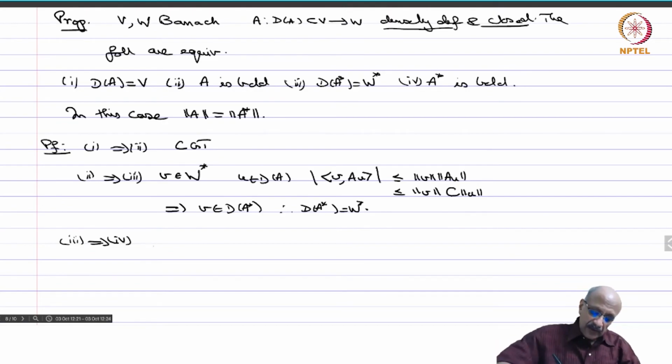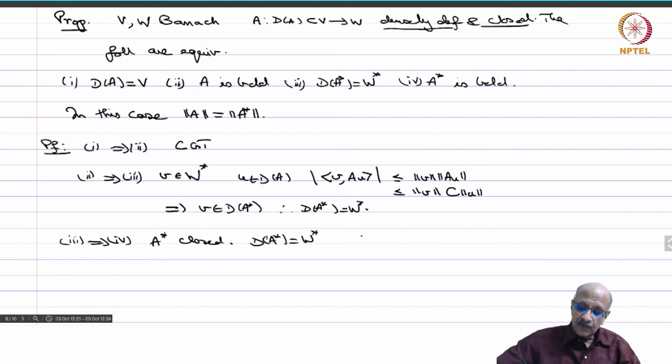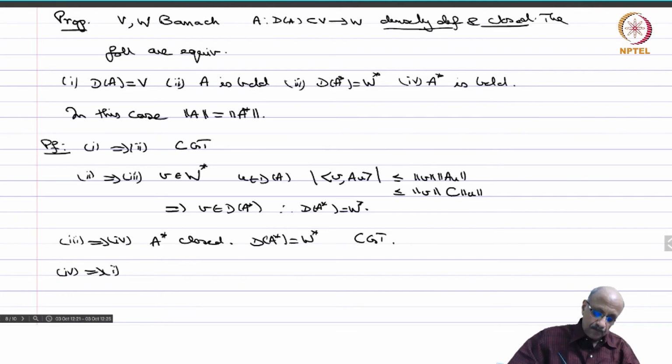We know that A star is closed and D(A star) equals W star. Therefore, again by the closed graph theorem, we have that A star is a bounded linear operator, or continuous linear operator. So now we only have to show 4 implies 1.